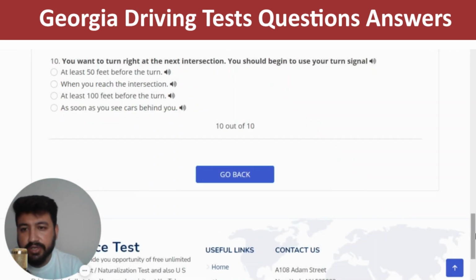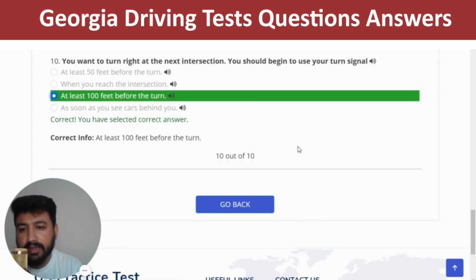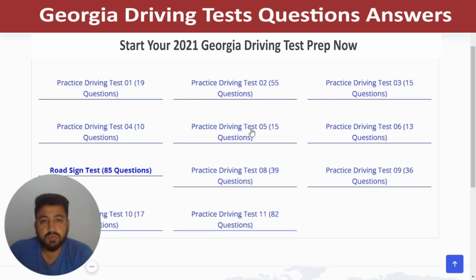The last question is, you want to turn right at the next intersection. You should begin to use your turn signal. The right answer is at least 100 feet before the turn. So I'm going to click on the third option. Yeah, this is the correct one. And this is also the end of quiz number 4. So it's time to move to the last quiz, which is number 5. And this quiz has 15 questions.